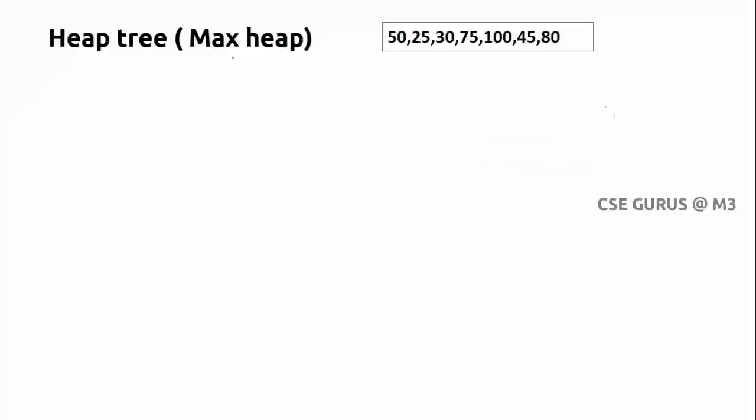Now we'll construct a heap tree. Let us suppose we take these elements, and for these elements we'll construct a max heap. How to construct the max heap? First of all, what is the element I have to take? 50, which should be at the root node, you can see.